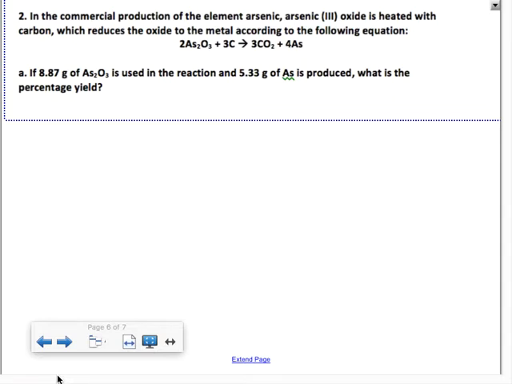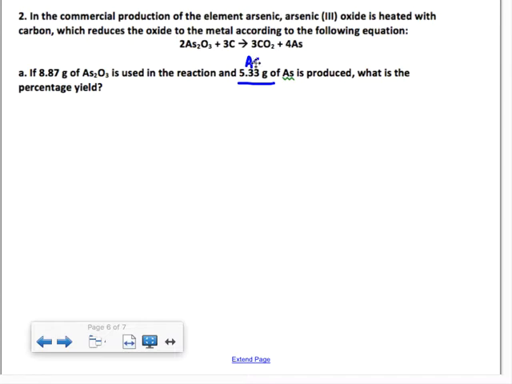What they gave me was my actual. This is my actual. When you use your limiting reactant, in this case, whatever they give you, it should give you your theoretical. So in theory, this is what you should actually get out of this reaction. But we know that chemistry is not always perfect. You usually get a little bit less than what you're supposed to get.